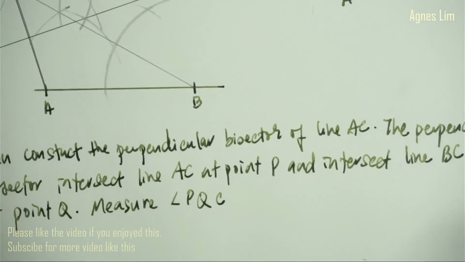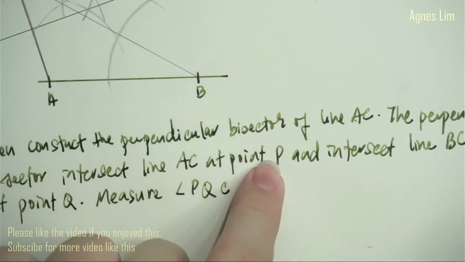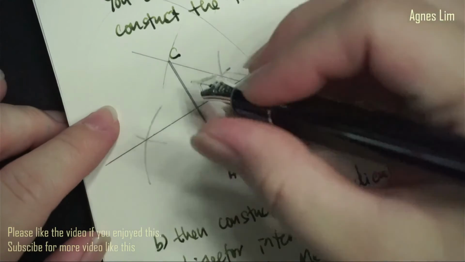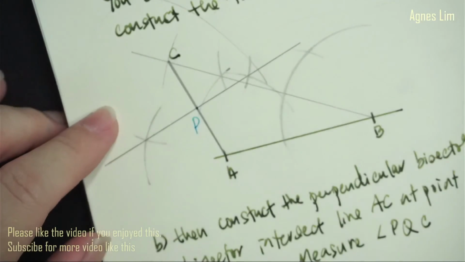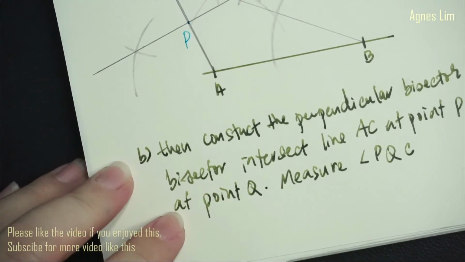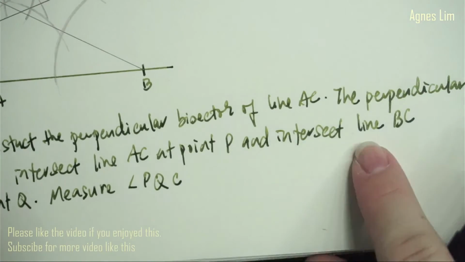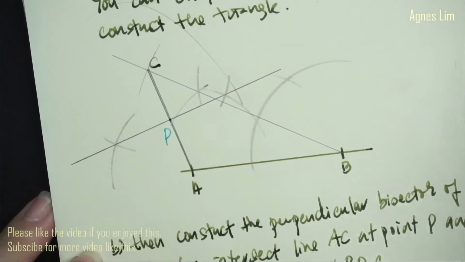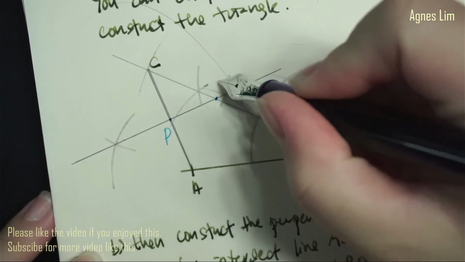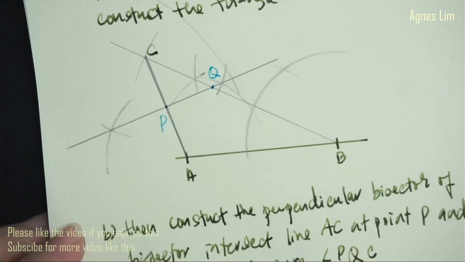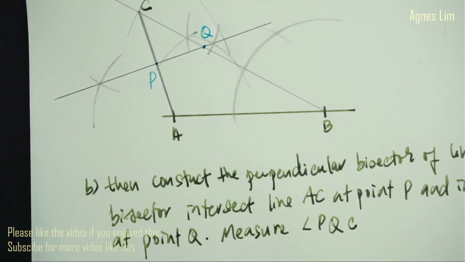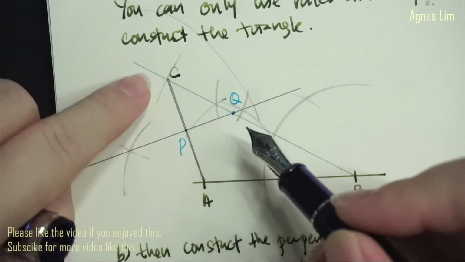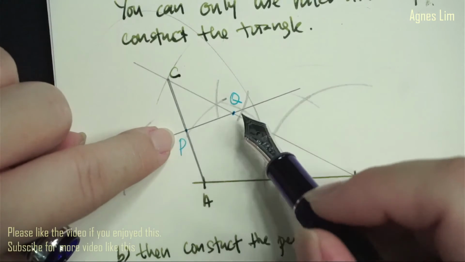So if you look back at the question, it says they intersect line AC at point P, which means that on AC, this one will be point P. And then it intersects line BC at point Q. So on the BC, it is Q. And then measure PQC. So PQC will be at this angle, in between the line QC and PQ.